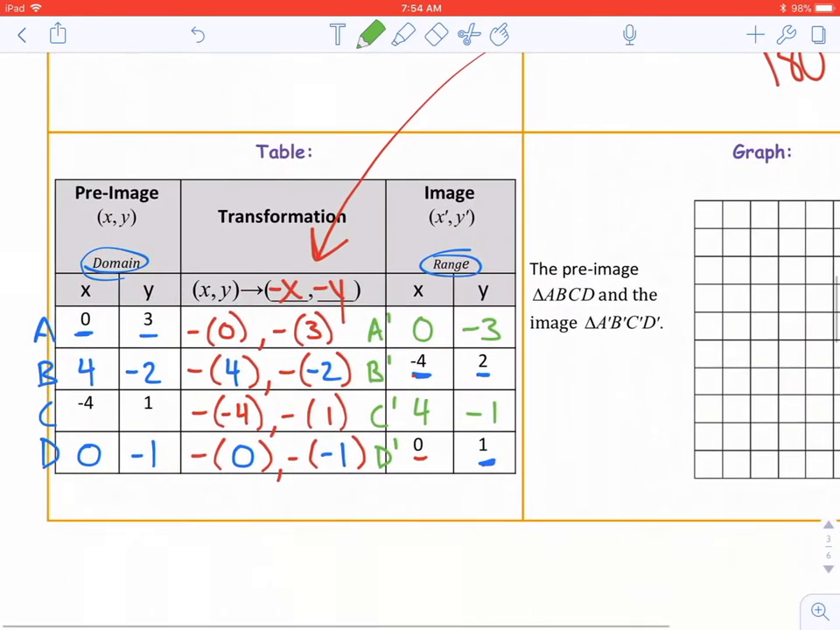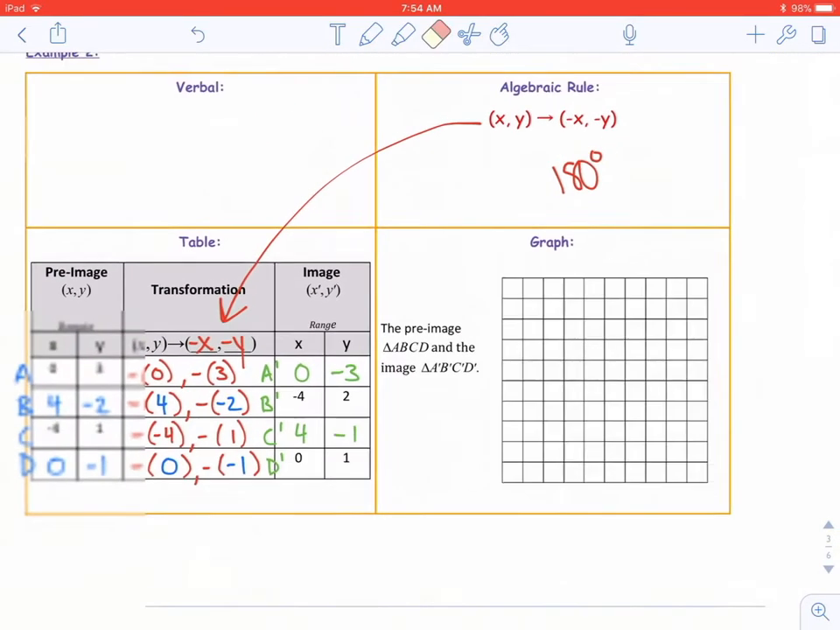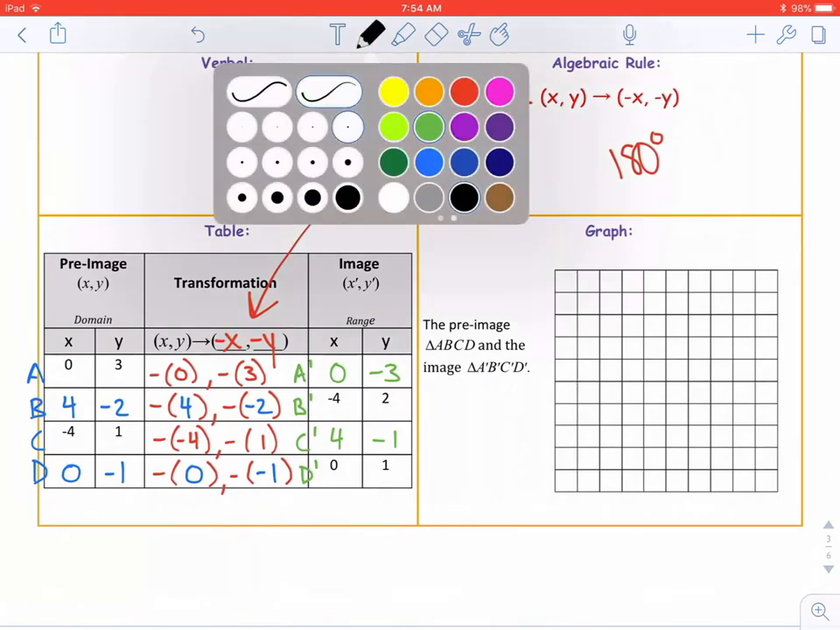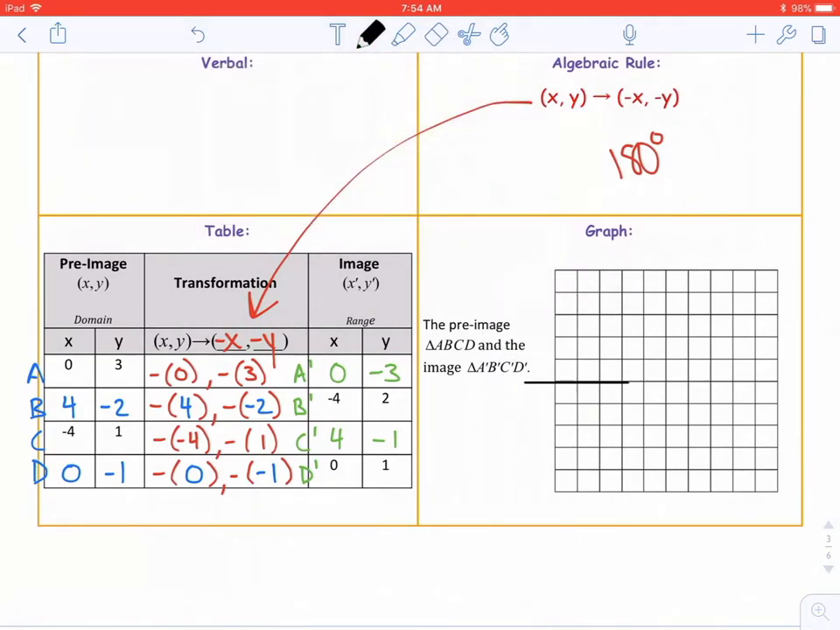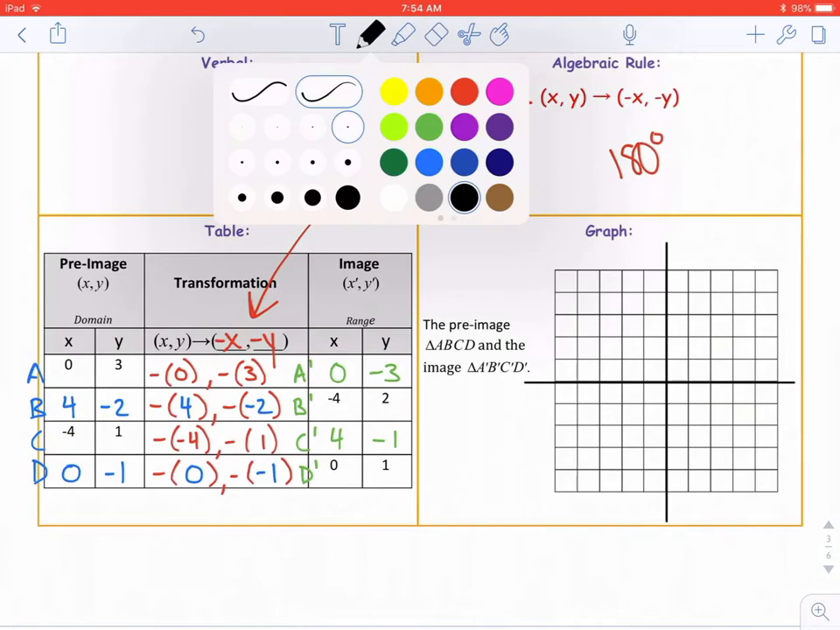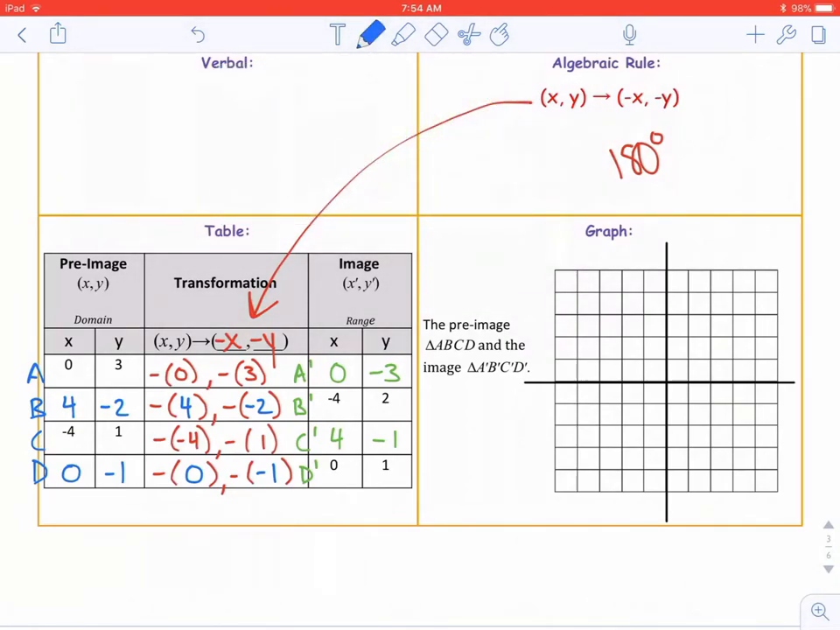So let's go to the graph. Let me clean up the table just a touch with some of the marks that I made that I don't really need anymore. Okay. So I'm going to put in my coordinate axes, my x-axis and my y-axis, to help me get started. All right, so A is at 0, 3. Let's plot that one. B is at 4, negative 2. C is at negative 4, positive 1. And D is at 0, negative 1.